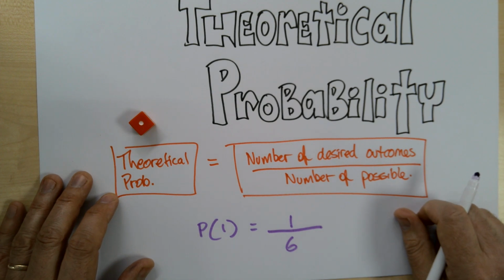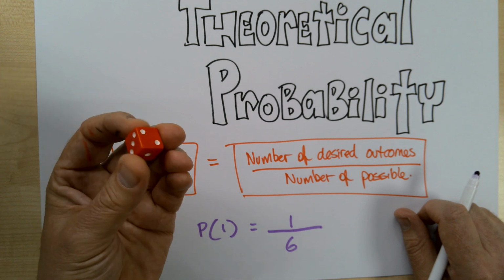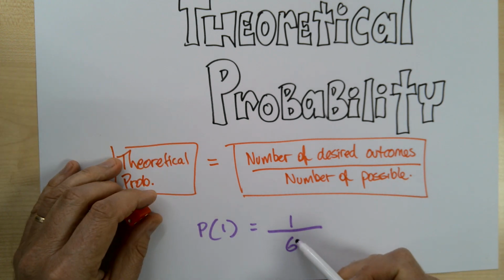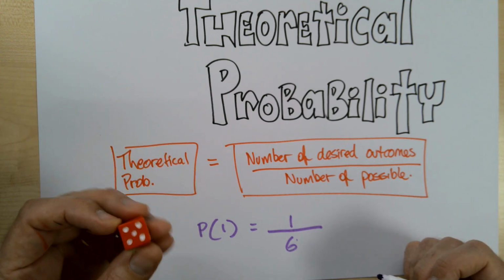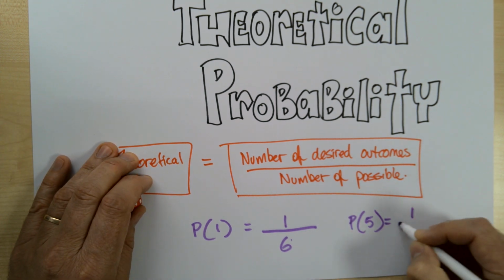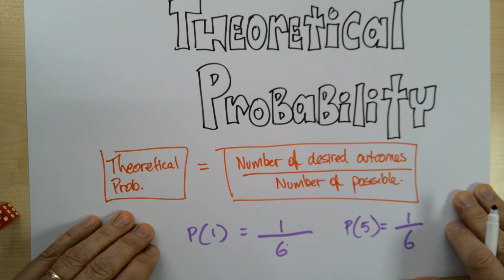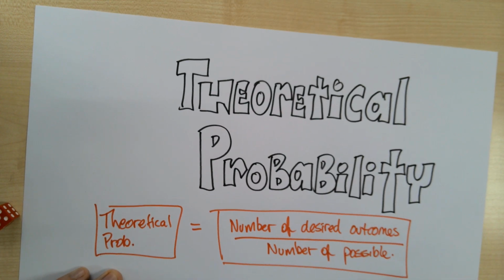That's it. And in fact, you could say that every single number on this dice has the same theoretical probability, because there's only one of each one. There is 1 5, and there's 6 options. Okay, that's theoretical probability.